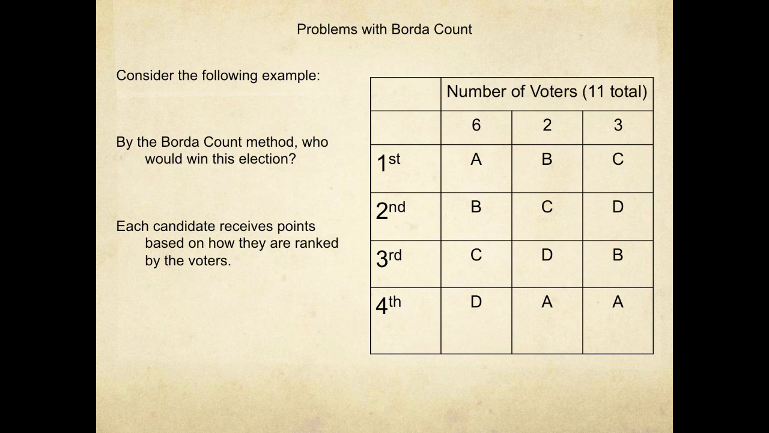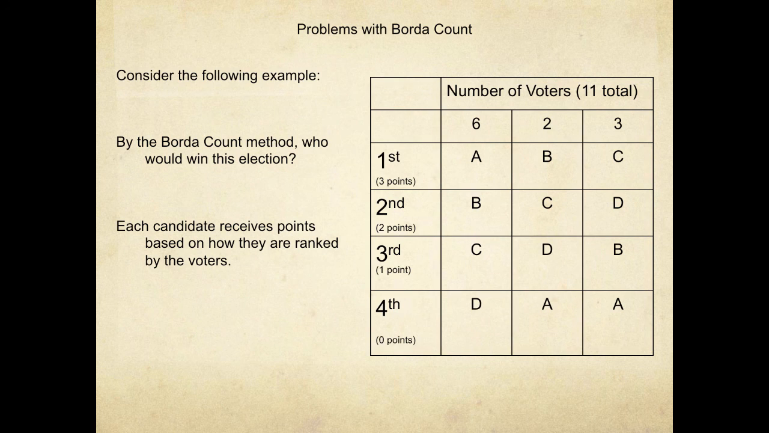Let's take a look at Borda count and a flaw or problem with Borda count. Here we have 11 voters and 4 candidates, and by Borda count, who would win this election? So we'll look at the point totals for each candidate. Each candidate receives points based on how they are ranked by the voters. If I use first place is 3 points and second place is 2, third place you get 1 point, and ranked fourth you get 0 points.